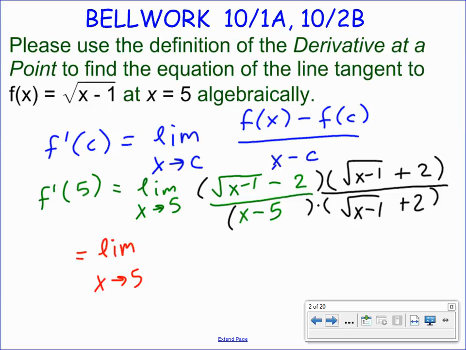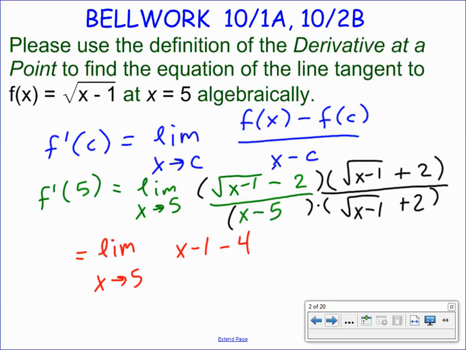On top, we're going to do first, outer, inner, last, and we'll get root x minus 1 times root x minus 1 is x minus 1. My outer and my inner are going to be exact opposites and sum to 0. Do I need to write them out, or can we just sum to 0 and go to the last? The last is going to be minus 2 times plus 2 is minus 4.